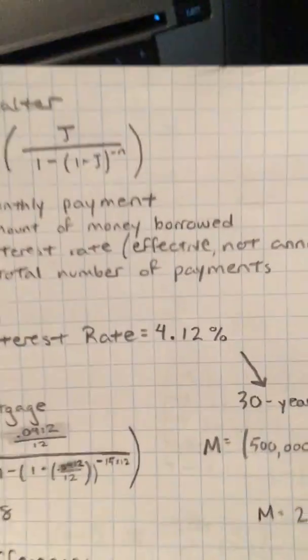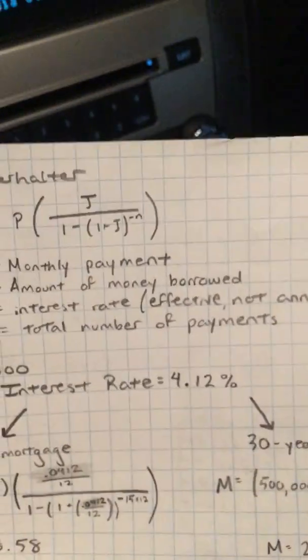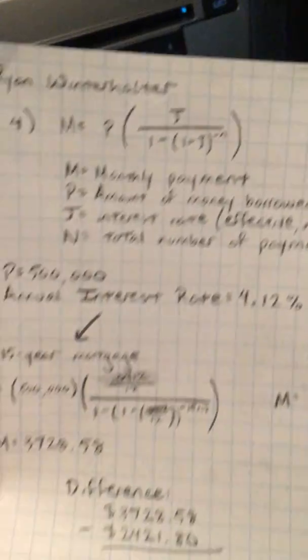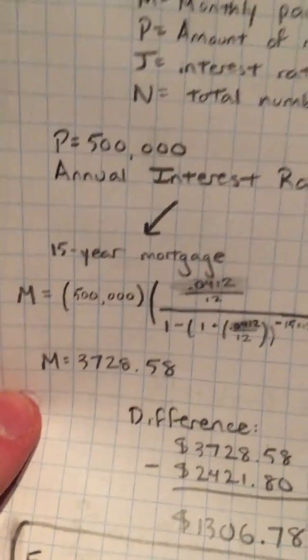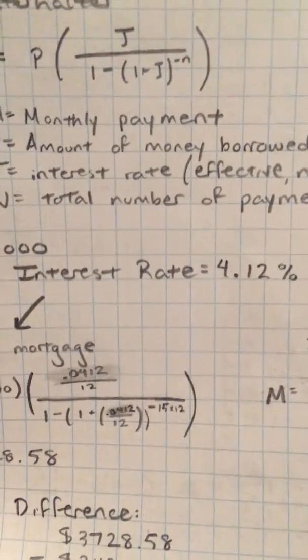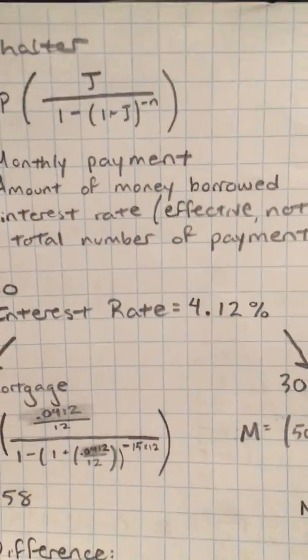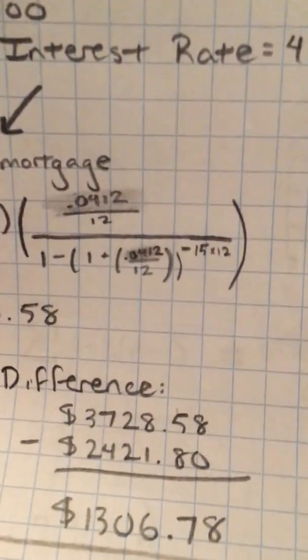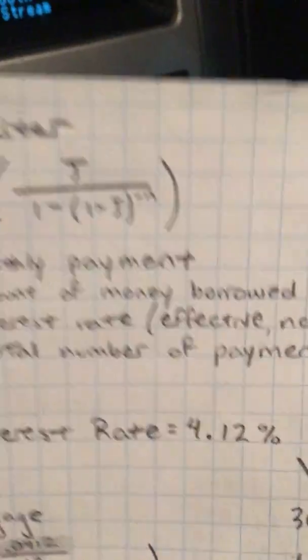Then we have to identify all of our variables. For P, the amount of money borrowed, it's $500,000, which is why we can plug that in right there. To get the effective interest rate, we take the annual interest rate of 4.12% and divide it by 12 because we're paying monthly. So that goes there and in the parentheses there, replacing the two J's, or I's, as you may see it sometimes.